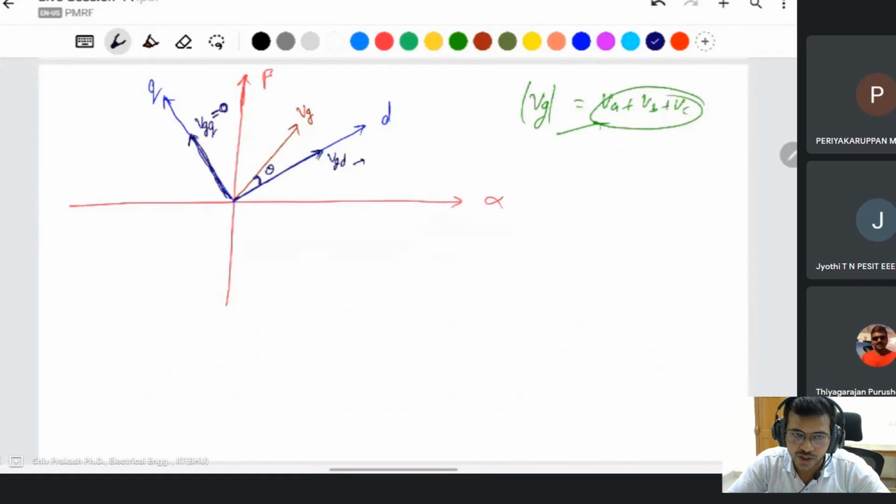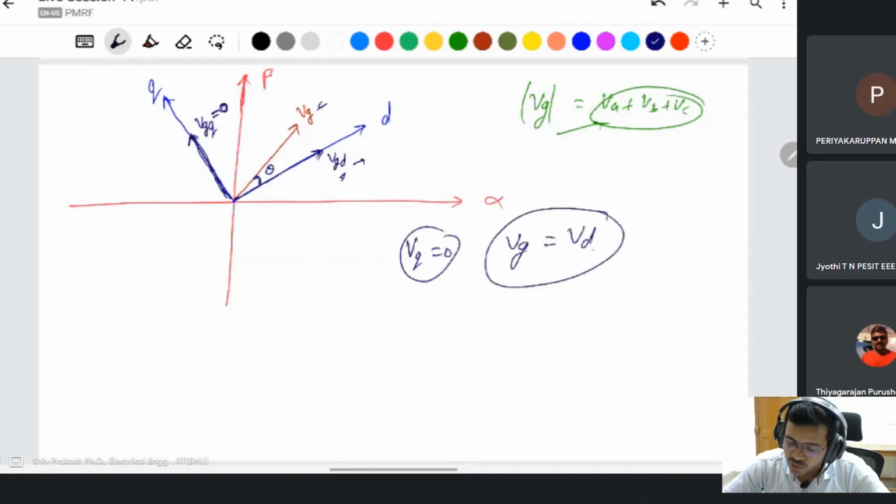If this is 0, then the whole VG is the same as the VD. If VQ is 0, then VG is the same as the VD axis. Then you can use only one axis, the VD axis. If you take VD as the same as VG, then if you control the VD, you can control all of the voltage magnitude. That's why in the three phase grid system, one advantage is here.